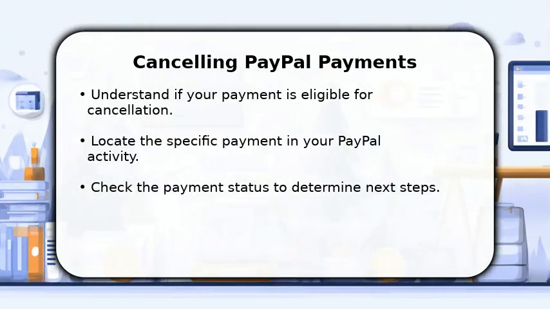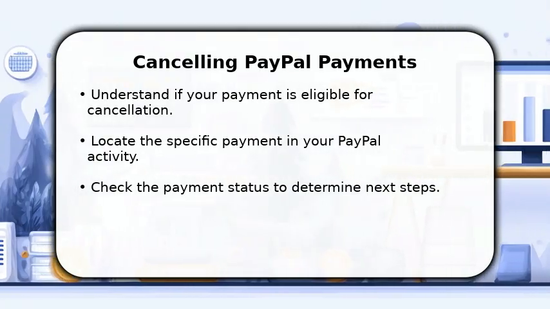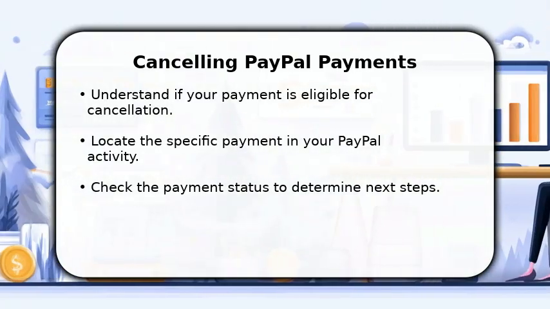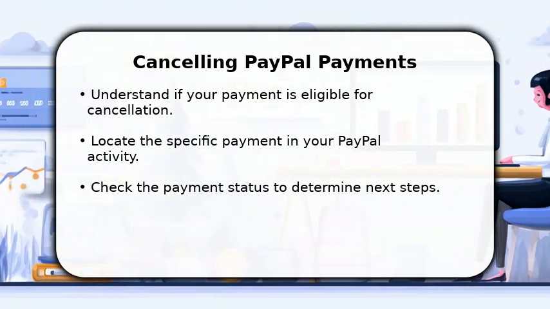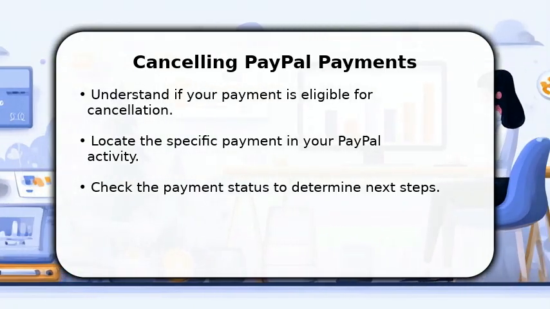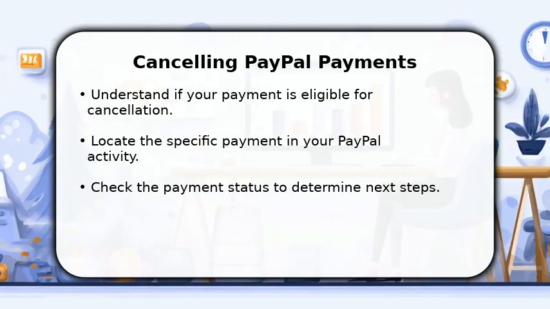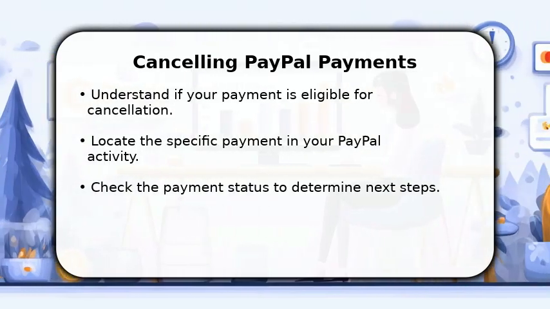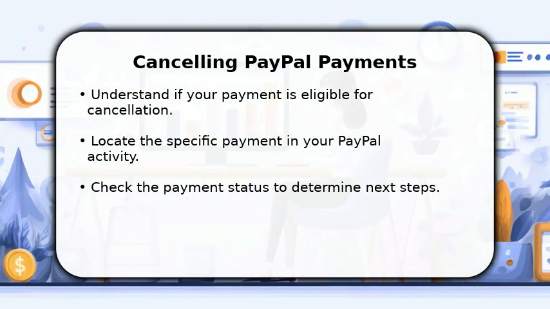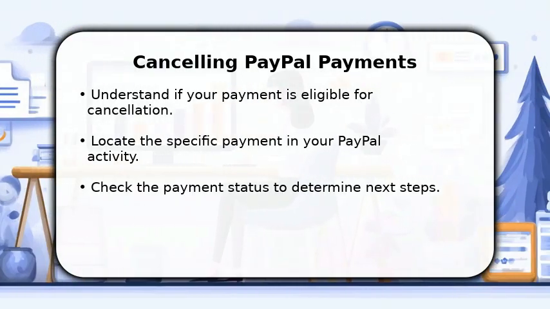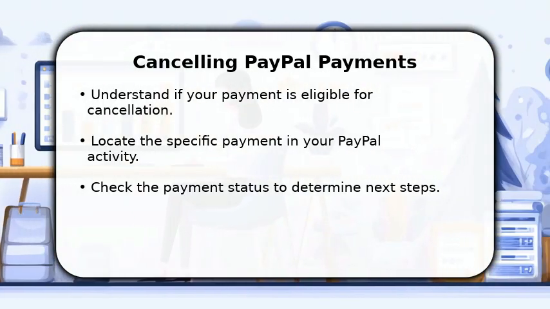In this video, I will explain how to cancel a payment in PayPal. First, log into your PayPal account and navigate to your activity page. Here, you'll see a list of all your recent transactions. It's crucial to identify the specific payment you wish to cancel. Look closely at its status, as this will determine whether direct cancellation is possible.